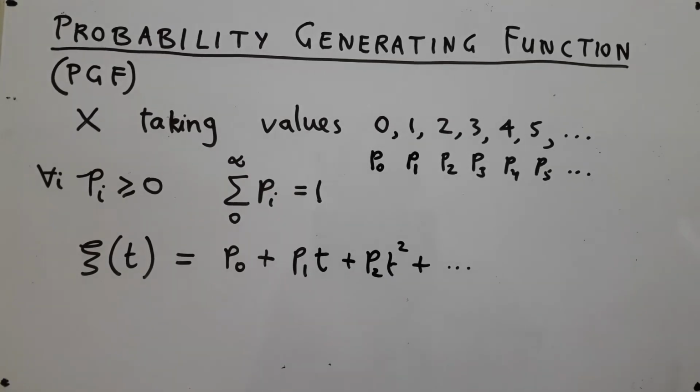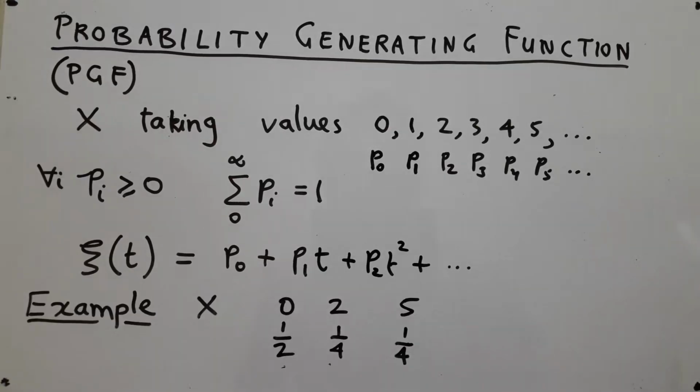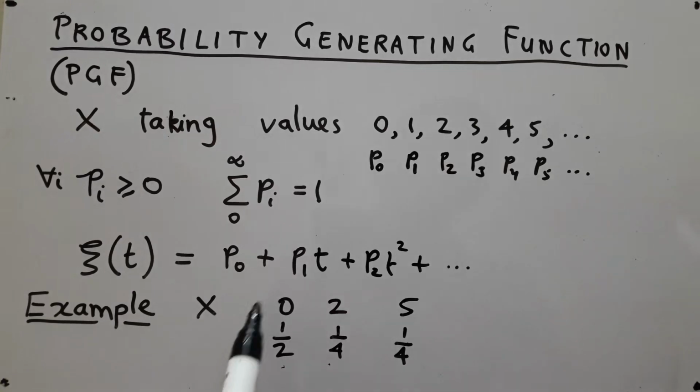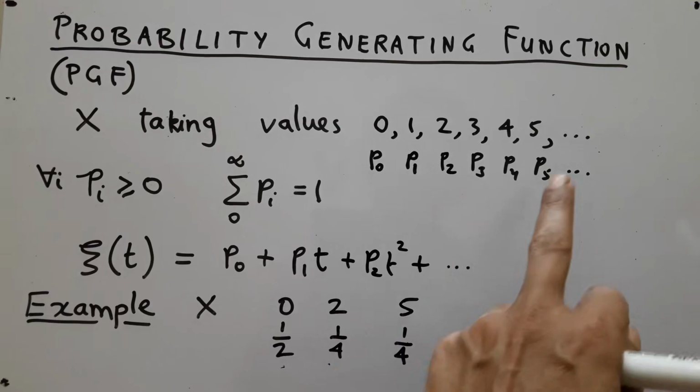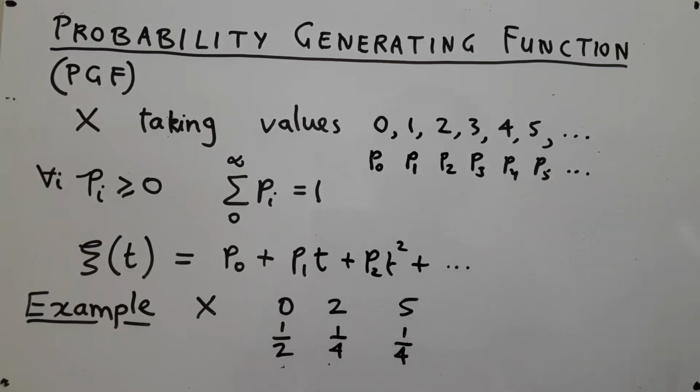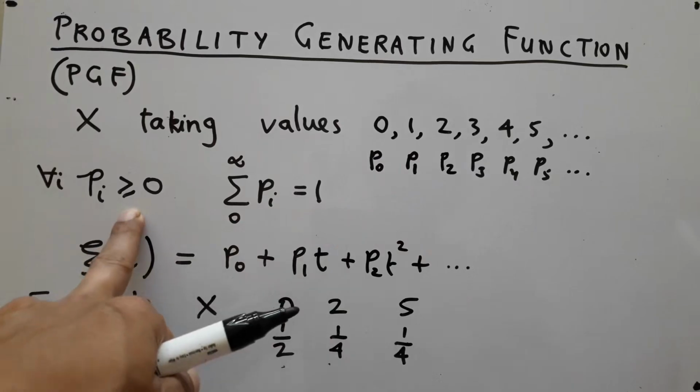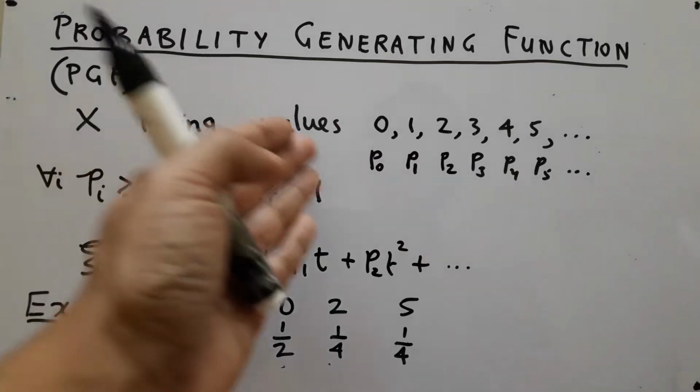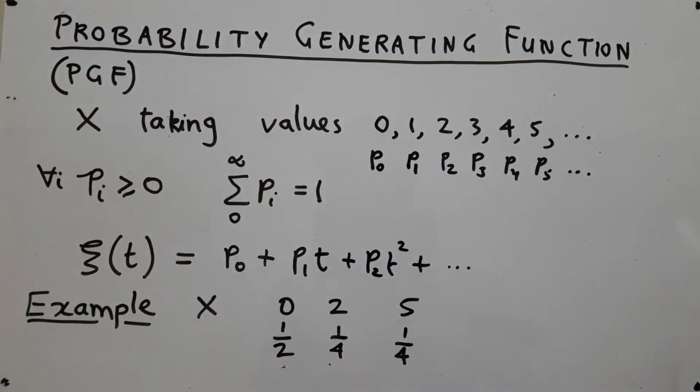Let us take an example to find out the PGF. Suppose x is a random variable which takes only the values 0, 2 and 5 with probabilities half, 1/4 and 1/4. So P0 is half, P1 is 0, P2 is 1/4, P3 and P4 are 0, P5 is 1/4 and all the other P's are equal to 0. So when I said it takes these values, I am not saying that all these Pi's are strictly positive. They are greater than or equal to 0.